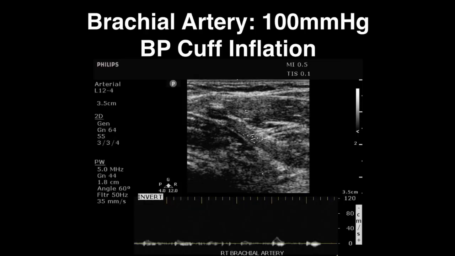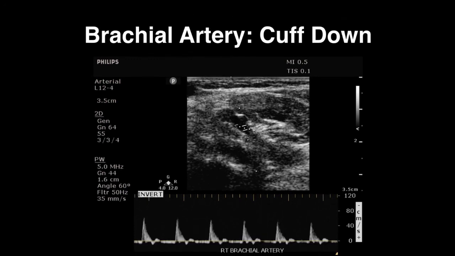During the hands-on scanning session, we'll go through a blood pressure analogy and show you how the waveform in the brachial artery is going to change as the blood pressure cuff is increased. In this patient who had a systolic blood pressure of around 100 millimeters of mercury, you can see that this waveform is dampened. It almost has a venous appearance to it. And you can see as we bring the cuff down that you're going to get the expected high resistance flow pattern of the brachial artery.